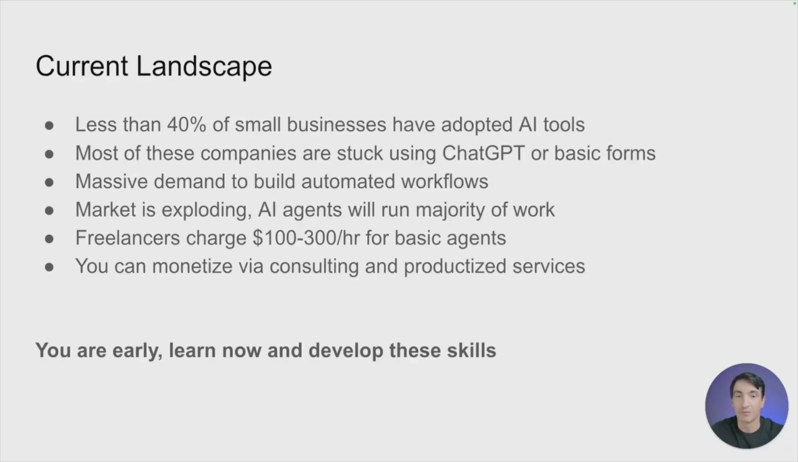When you look at the current landscape, less than 40% of small businesses have adopted AI tools, and most of these companies are stuck using a ChatGPT or a basic form of an LLM. There is just huge demand for automated workflows, and it's just absolutely exploding for AI agents. If you think of AI agents and workflows, they can work 24/7. Freelancers are out there charging hundreds of dollars to build custom agents for businesses. A lot of people are consulting businesses to make them exponentially more efficient by implementing some of these agents and automations as well. You are very early, but the important thing to know, AI agents and automations are coming to every vertical of the workforce.